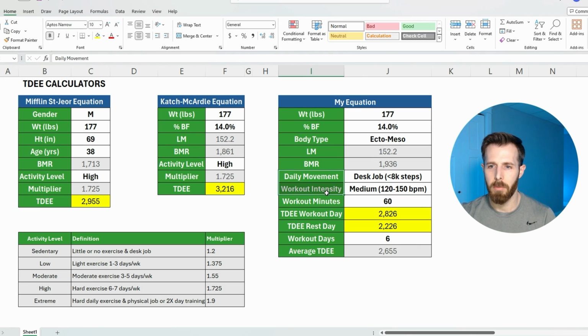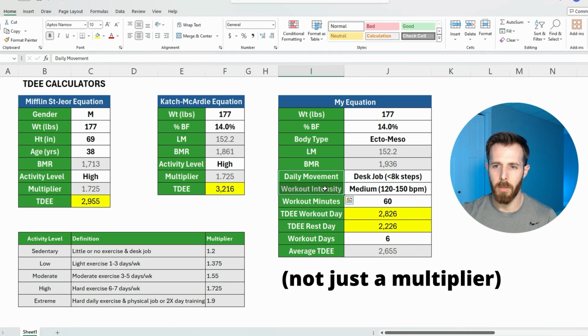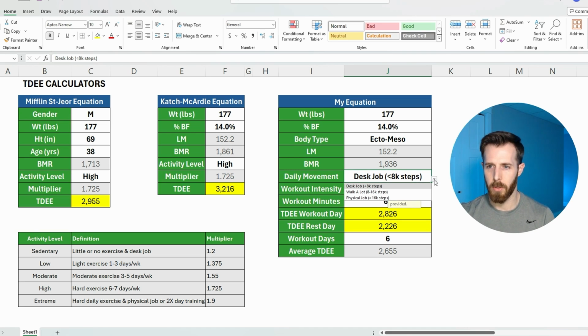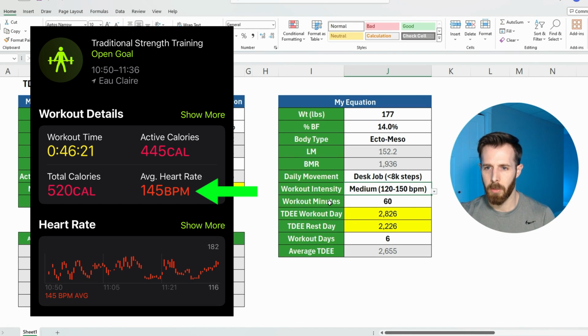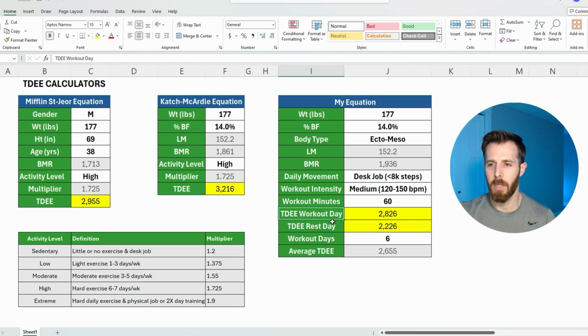Next, I separate activity level into your daily movement and workouts. So for daily movement, it's based on what type of job you have and how much walking you do. For example, I sit at this desk most of the day and I typically get less than 8,000 steps. Workout intensity refers to your average heart rate. For most resistance training and cardio workouts, it's going to be 120 to 150 beats per minute. Lower intensity cardio or yoga would be less than 120 beats per minute, and high intensity interval training could get over 150 beats per minute. I mostly do resistance training for about an hour a day. Based on these inputs, my energy expenditure on a workout day is about 2,826 calories.